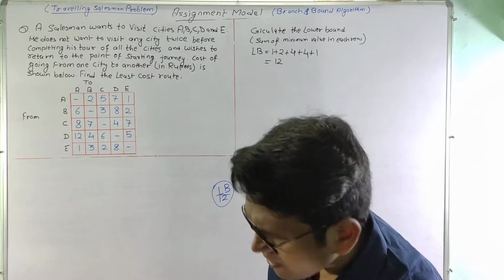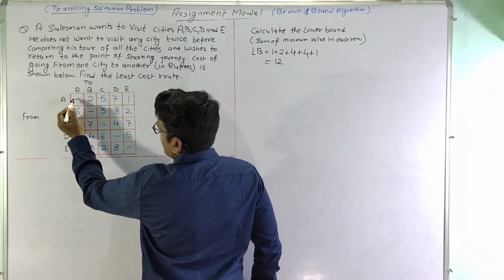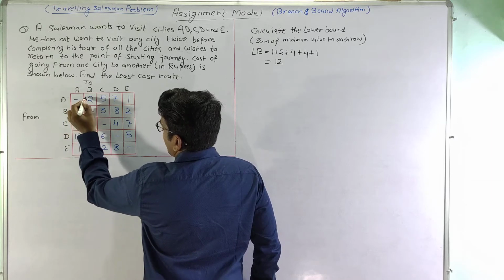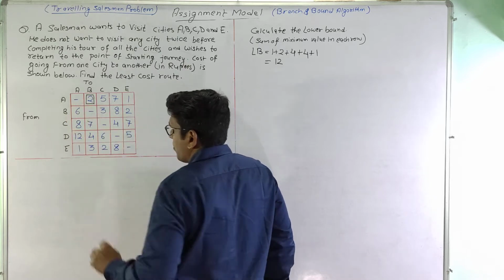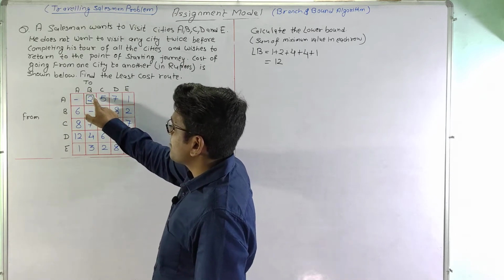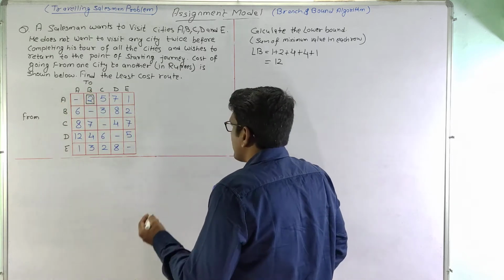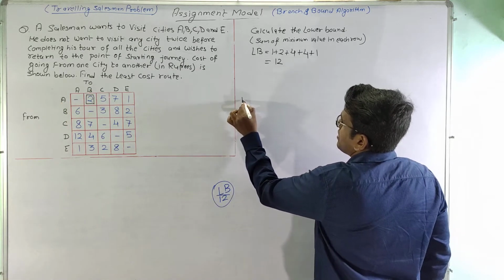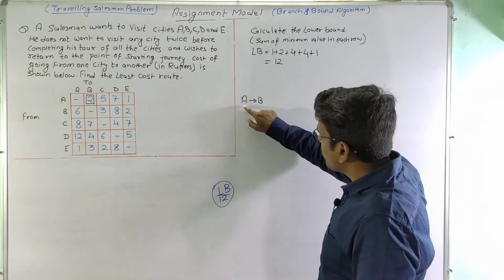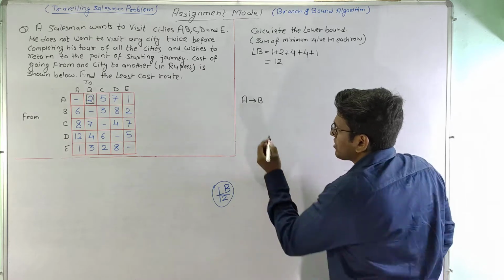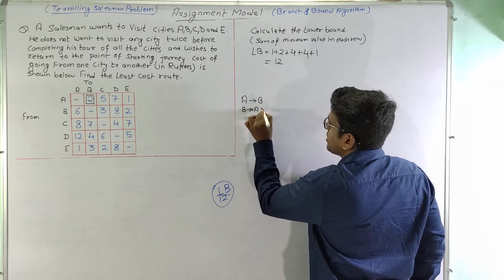Suppose let us assign this particular cell, because A to A is not possible, it has been restricted. So let us assign this particular cell A, B. So once this cell has been assigned, that means salesman will go from city A to B. So once he goes from A to B, it is certain that he could not return from B to A.